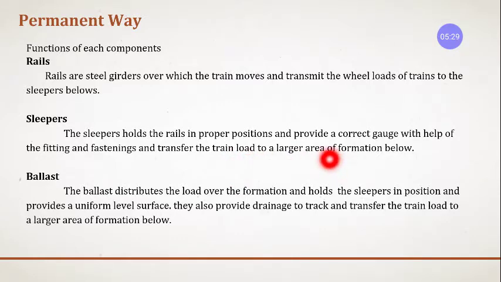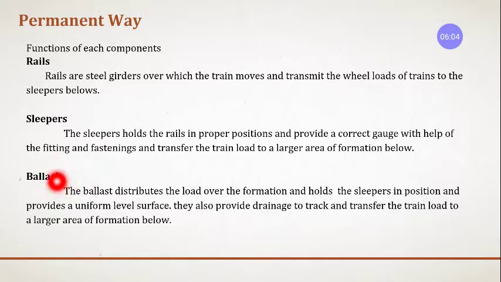So below this sleeper, the rails are fixed over these sleepers with the help of fastenings and fittings to connect the rails and the sleepers, right? To hold them in the correct place, you require fastenings and fittings. And also, when the movement of the train happens, there should not be any lateral movement of these rails. So what we do, we fix those rails on the sleepers with the help of the fastenings and fittings, right?